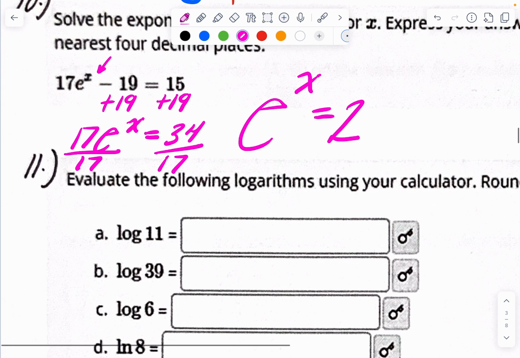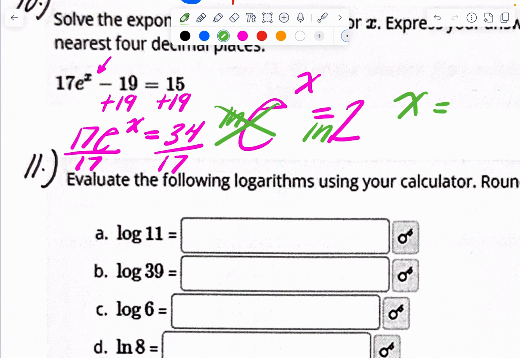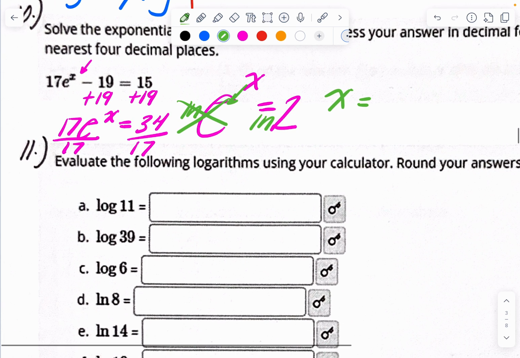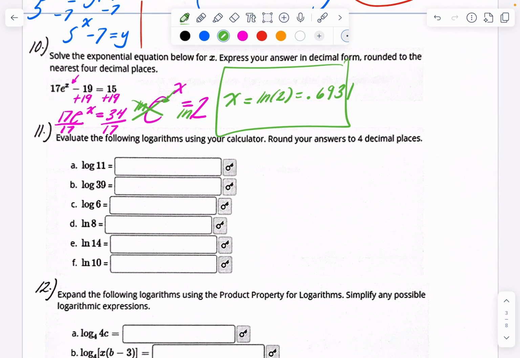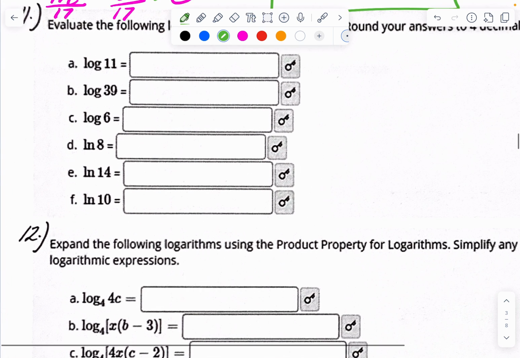Then to undo base e, I'm going to ln both sides. So x is no longer in the exponent, it drops down. So we have x equals ln of 2. So we have the logarithm answer, and the decimal answer we find by plugging it into our calculator. So ln of 2 plugs into our calculator and gives us 0.69. It's much longer. It says 4 decimal places, so 0.6931.